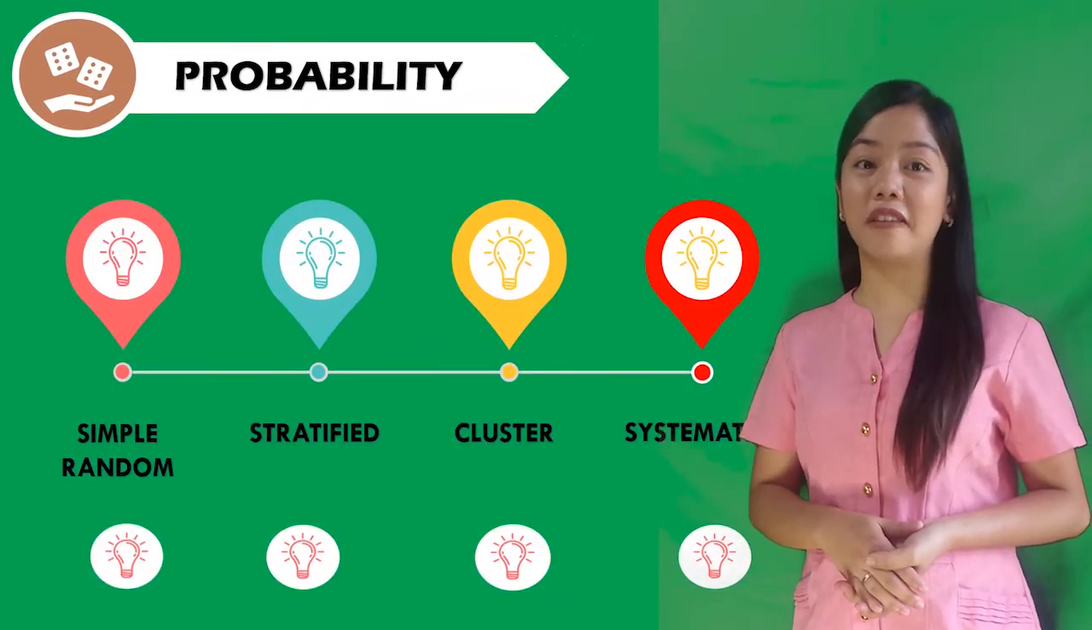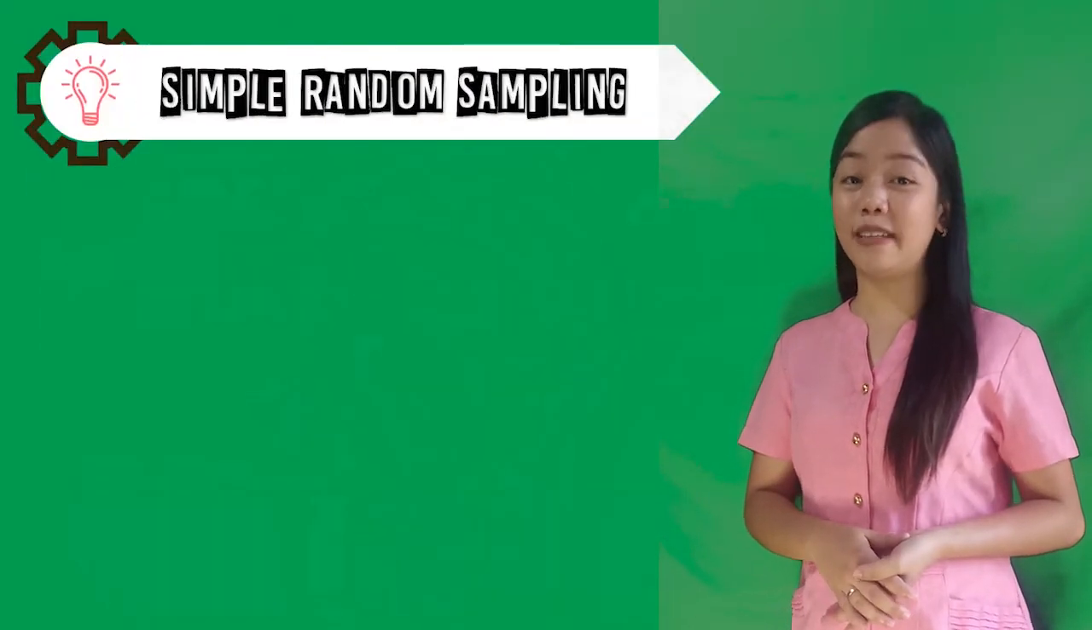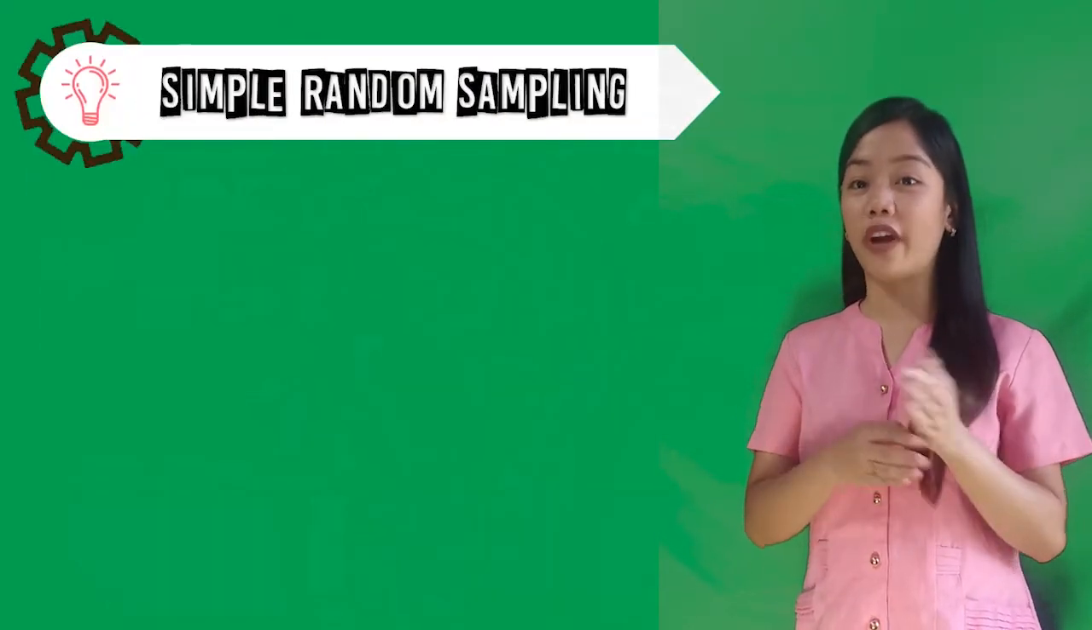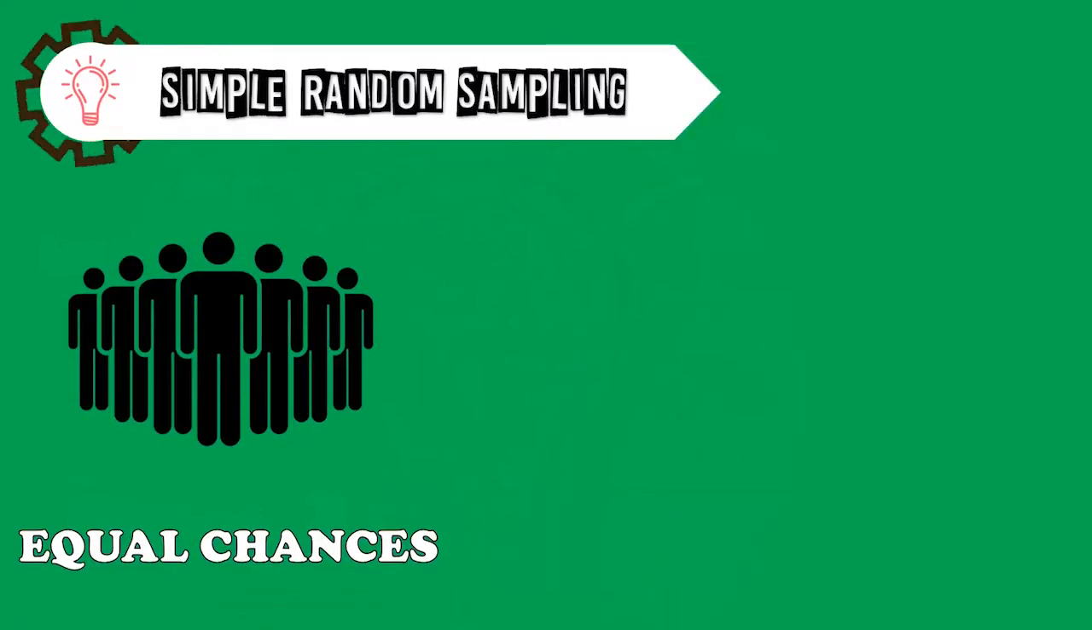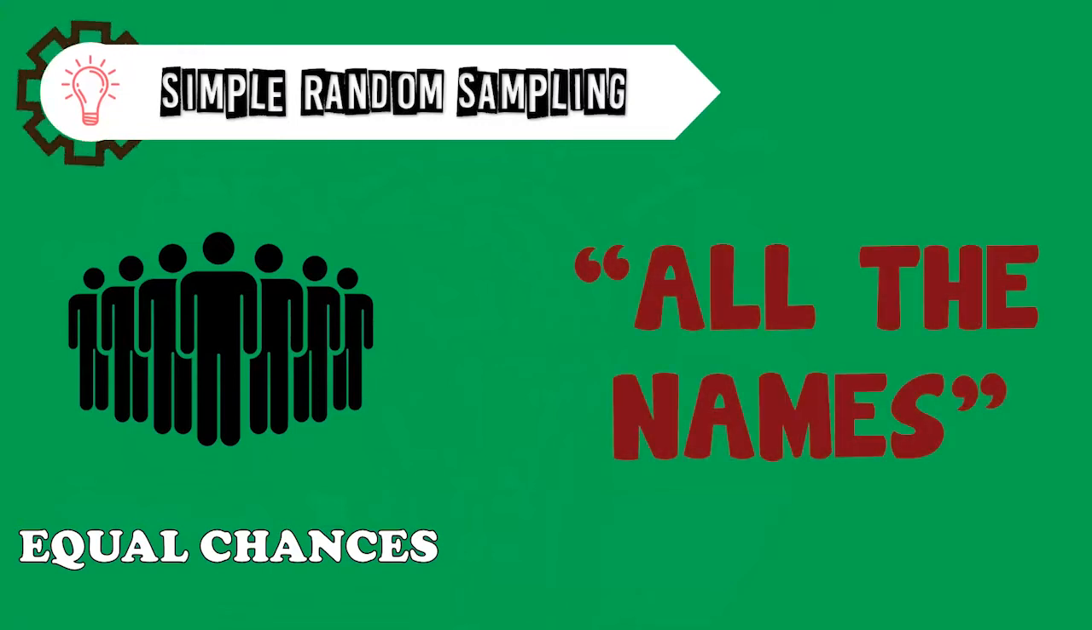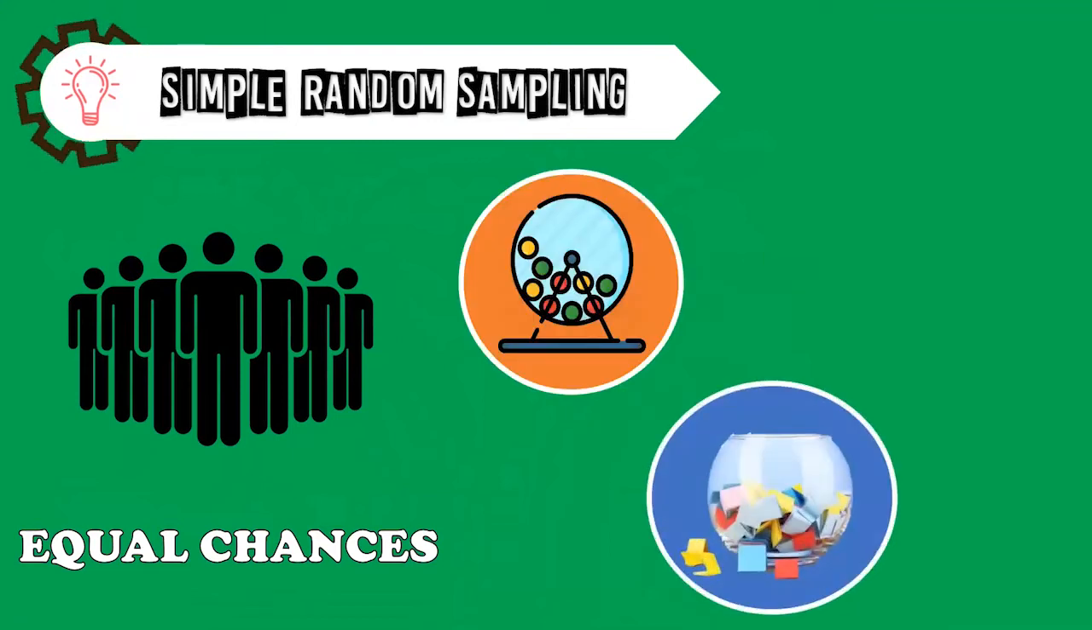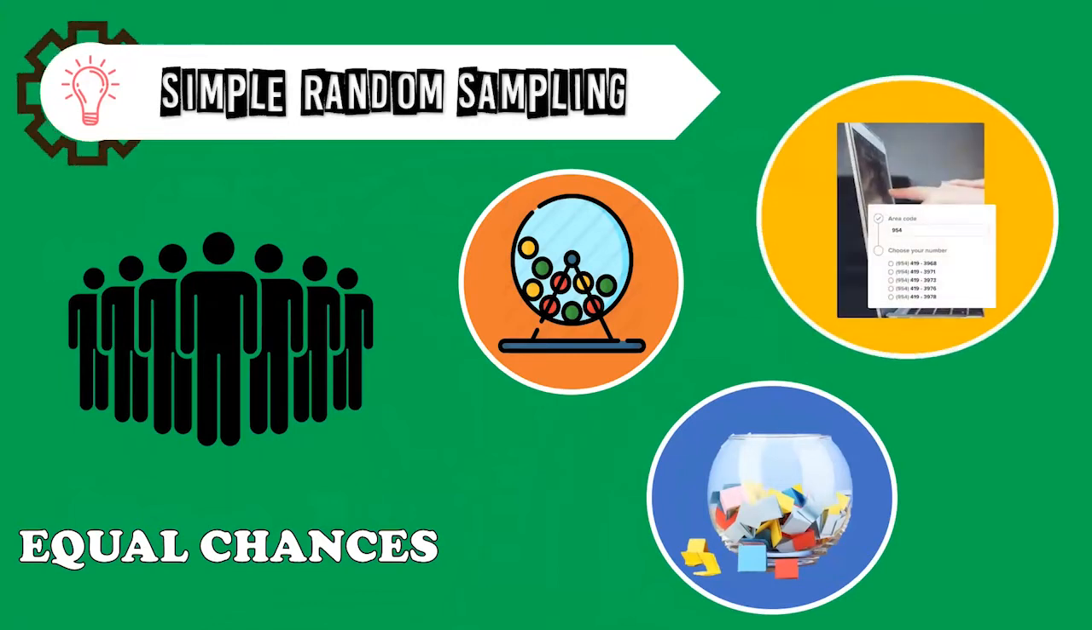Let's have first the simple random sampling. A simple random sampling is a sample where every member of the population has equal chance of being selected. There are different ways to do this. The researcher could place all the names in a bowl or mixer and pick as many papers as needed to complete the sample, or they could use a calculator or computer to generate random numbers. That means the researcher can use the sampling design if he or she does not consider any parameter of inclusion.